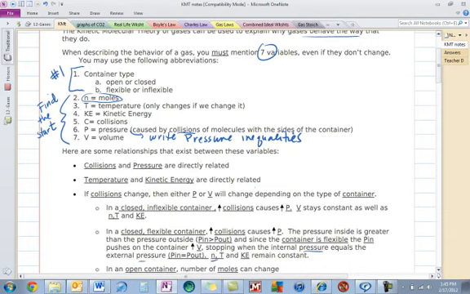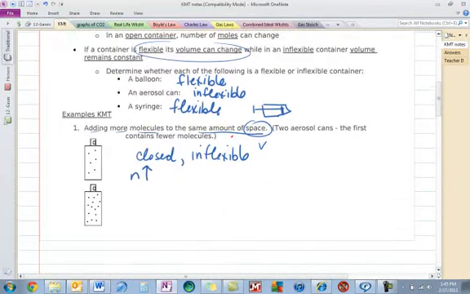Pressure is caused by collisions, so in order for pressure to go up, collisions have to go up first. If we have more molecules, then we're going to have more collisions. And if we have more collisions, then we are going to have a higher pressure. Whenever we talk about pressure, we want to do some pressure inequalities. So right now, if the pressure went up inside the can, then the pressure inside the can is greater than the pressure outside the can.